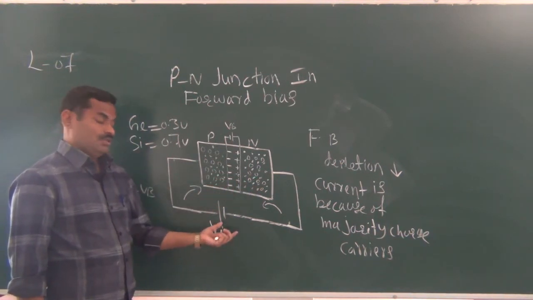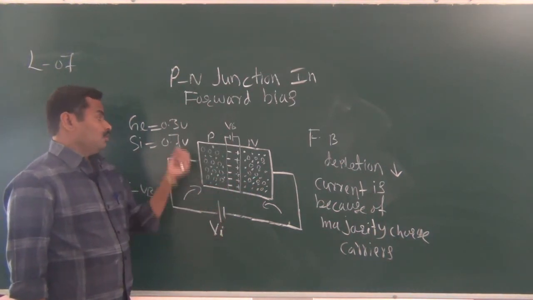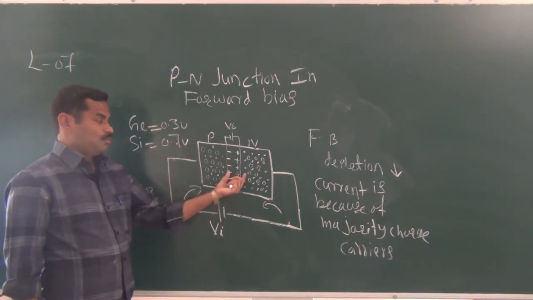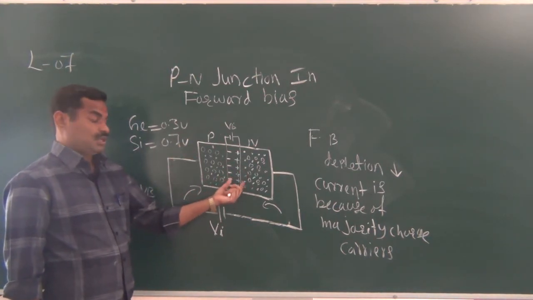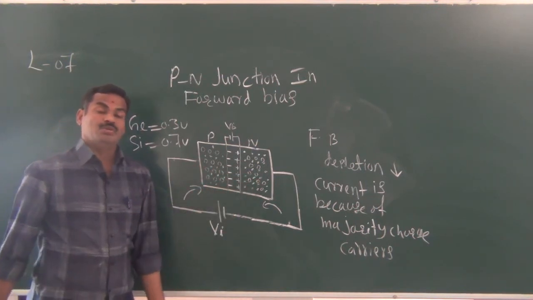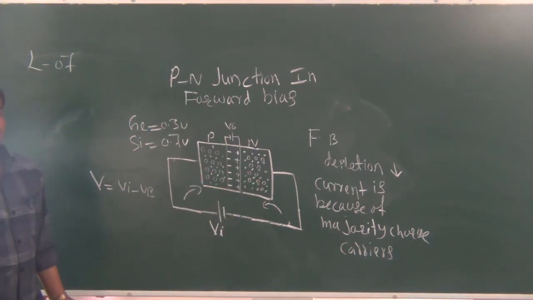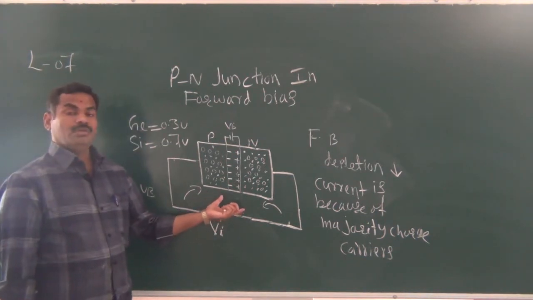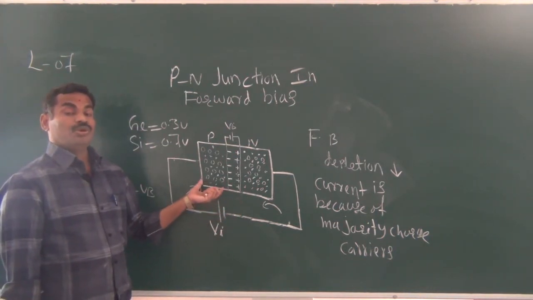If you apply more than this 0.3, 0.7, then what happens? The depletion layer reduces, or it becomes very narrow, or it vanishes. Then you have more current flowing from the P to N. This is the simple way of understanding forward bias.